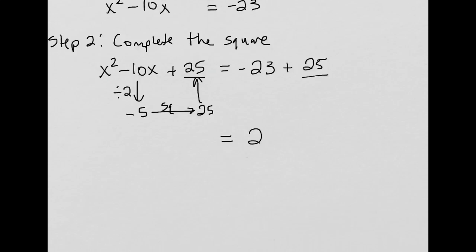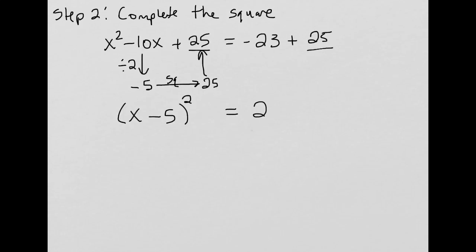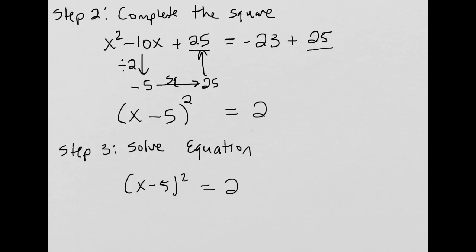So what's it going to be? Well, notice that this guy always tells me what number I'm going to have in the parentheses along with the x. So I know that this is going to factor into x minus 5 squared based on the work that we did before. So this guy factors into x minus 5 squared. And now my last step in the process is just to solve the equation that's left.